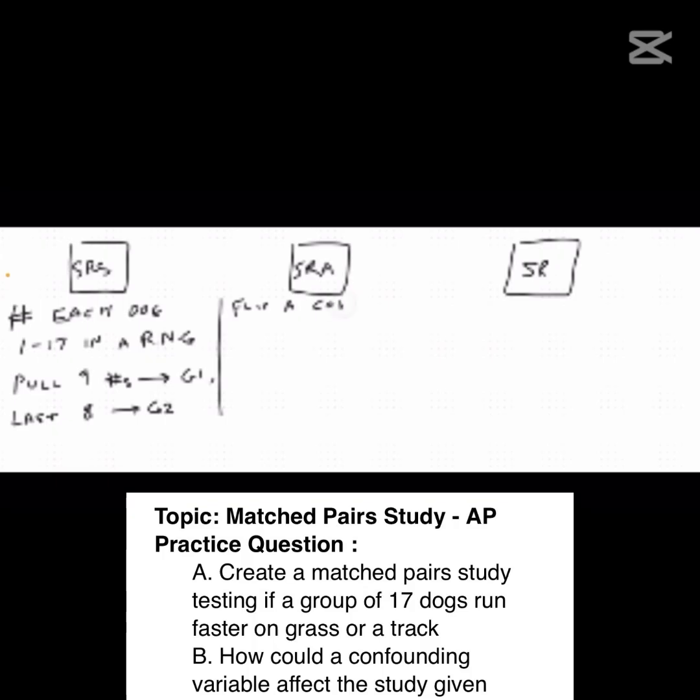Next, we're going to flip a coin for group 1. If it lands on heads, the dogs are going to run the track first. If it lands on tails, the dogs are going to run the grass first. Group 2 is going to get the opposite selection, and we want to make sure that there are breaks between each run to avoid fatigue in the dogs.